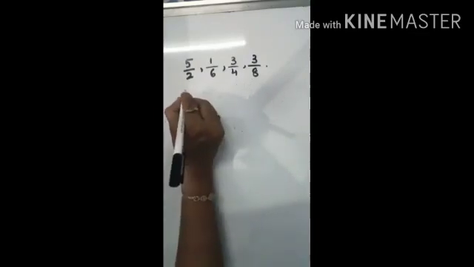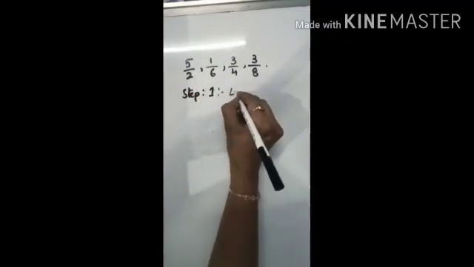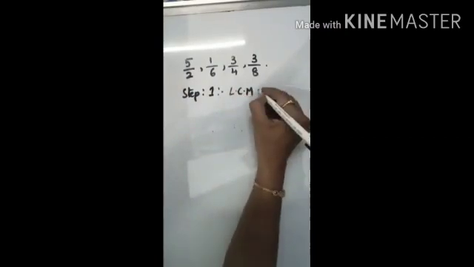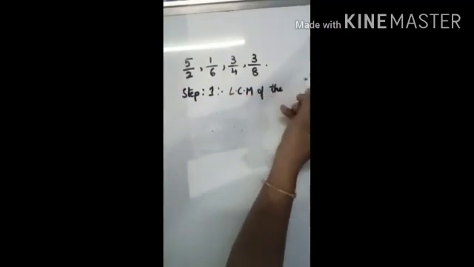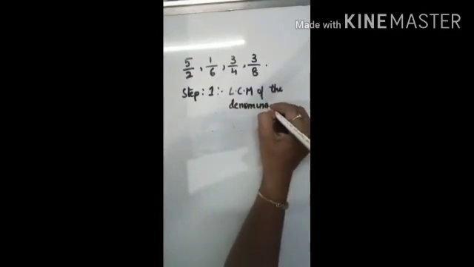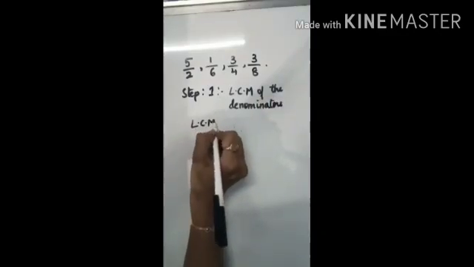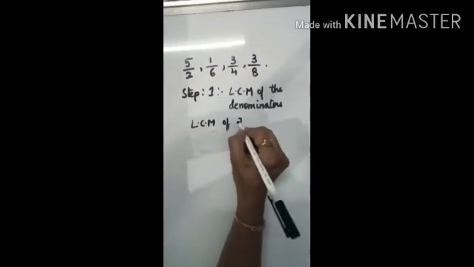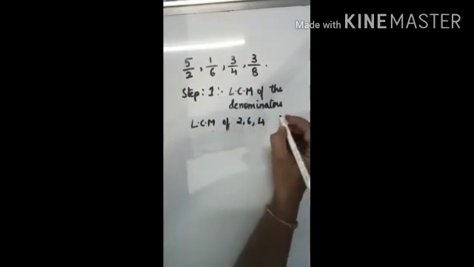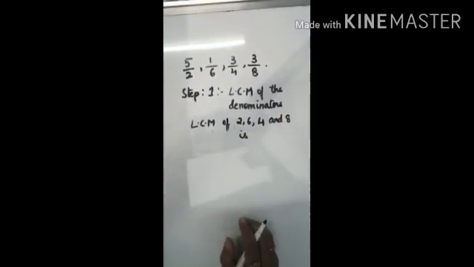Now the first step is finding LCM of the denominators. Now what are the denominators here? The denominators are 2, 6, 4, 8. LCM of 2, 6, 4, 8. How do I find the LCM of 2, 6, 4 and 8?